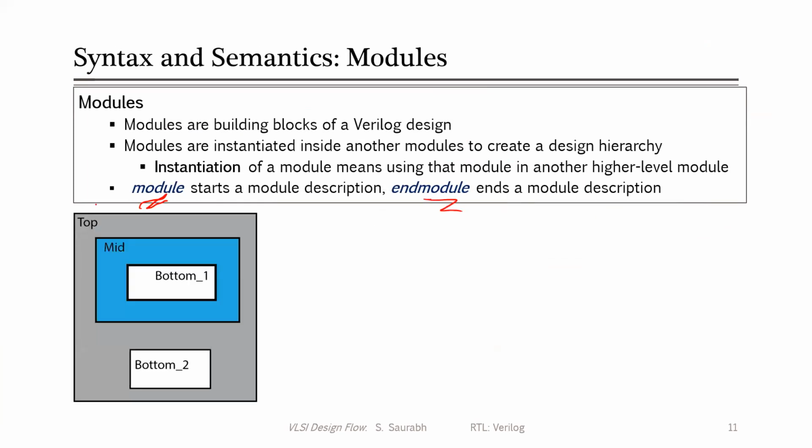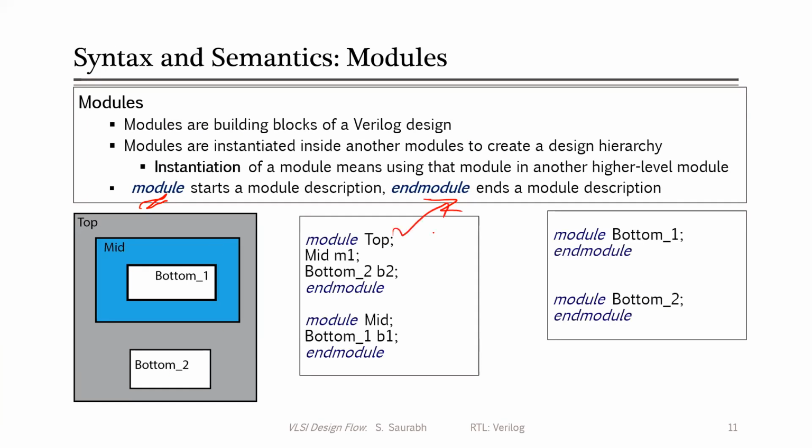Suppose you wanted to create this design hierarchy. You have this module top, and inside it you have instances of mid and bottom 2. Again, inside mid you have an instance bottom 1. Then you will have bottom 1 and bottom 2 defined. This is how you create a design hierarchy.